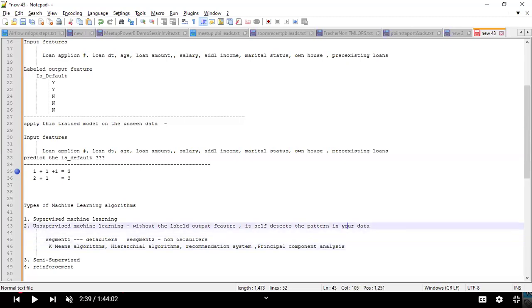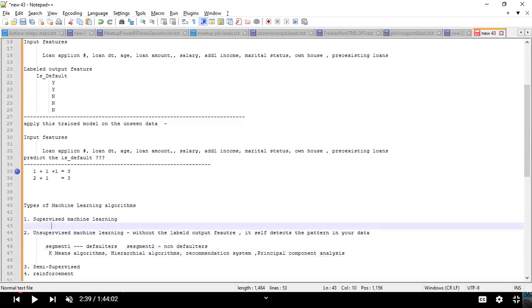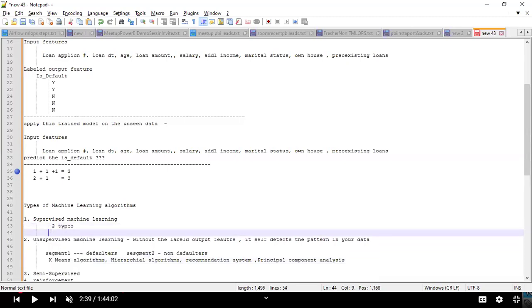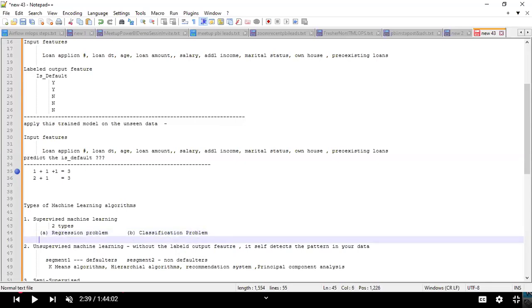Supervised machine learning algorithm. Within supervised machine learning algorithms, there are two types. One is the regression problem. The other one is the classification problem. There are two types of supervised machine learning algorithm: one is the regression problem, the other one is the classification problem.